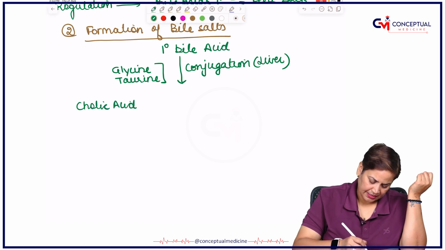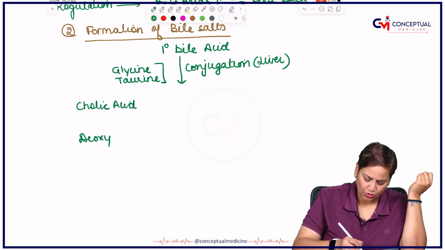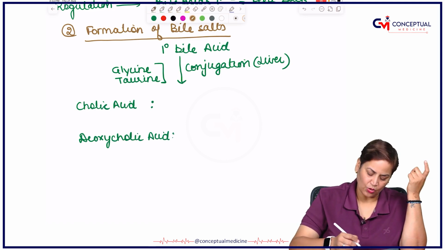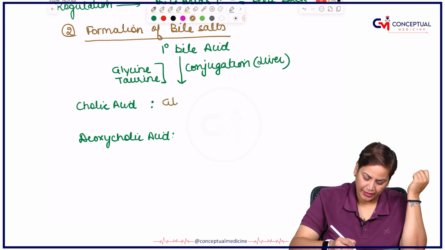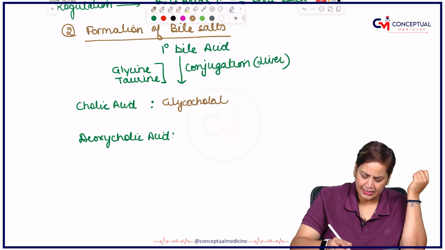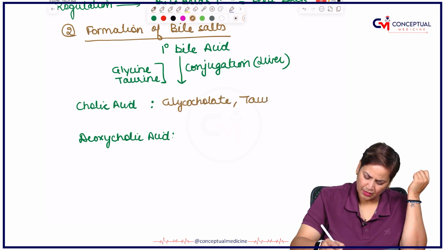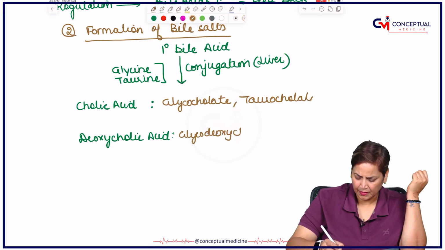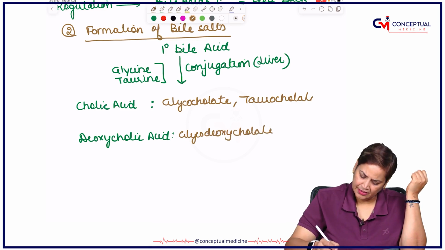and deoxycholic acid, what are the salts produced? So the names of the salts are glycocholate and taurocholate. And second is glycodeoxycholate and taurodeoxycholate.